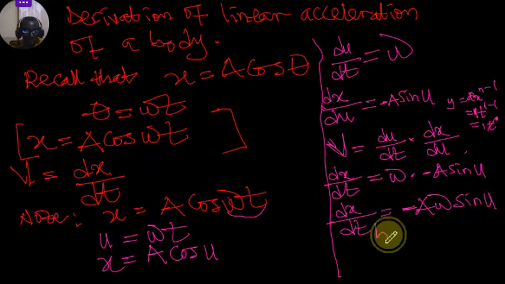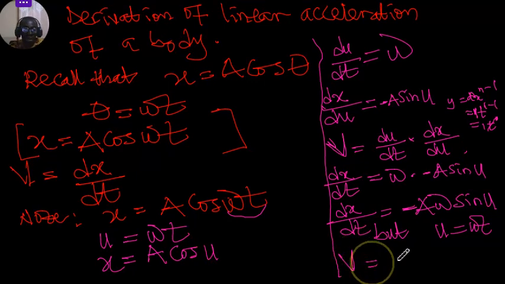But u is what from this part? u is omega t. So put that back, omega t. So here, anywhere you see u, replace it with omega t. So that means the velocity, which is dx over dt, is minus a omega sine omega t. But actually the question says we should derive the linear acceleration of a body. So at this point, we still need to proceed.